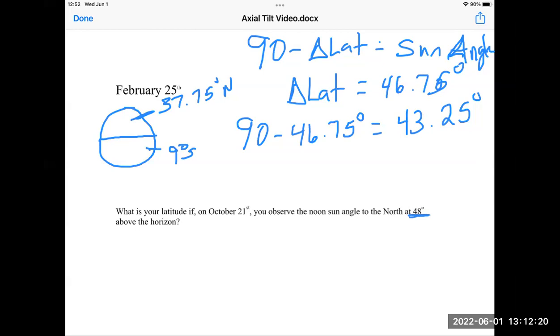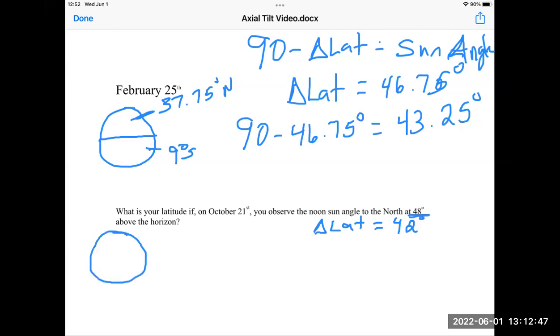So from here, you can determine that 90 minus what is going to give you 48 degrees. So 90 minus 42 degrees would give you 48 degrees. So your change in latitude is 42 degrees. So you know from this that you're 42 degrees away from wherever the sun is.